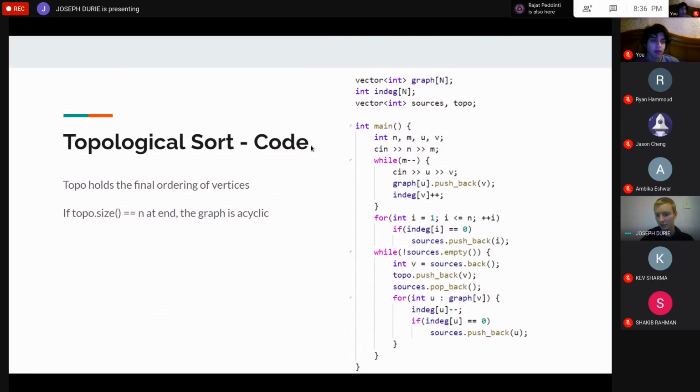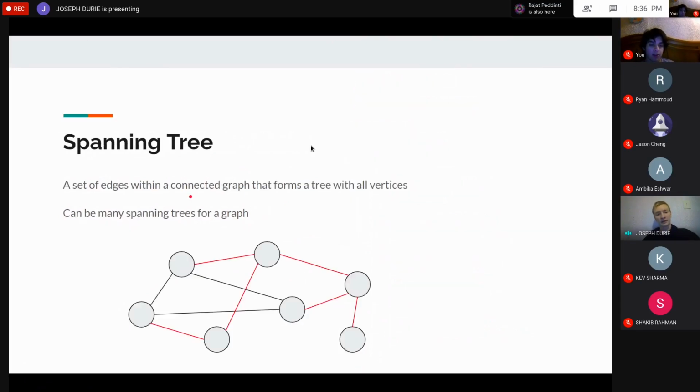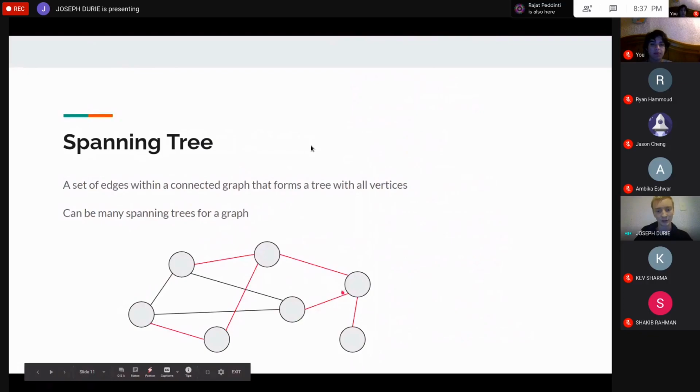Any other questions on this? Okay. So now we're going to talk about spanning trees. A spanning tree is basically a set of edges within a connected graph that forms a tree that contains every vertex. So for example, if you look at the red edges here, these would form a spanning tree. Because if you look at just the red edges by themselves, that's a tree, because there's no cycles within the red edges. And they also connect every vertex. So it's like a tree and it spans the whole graph.